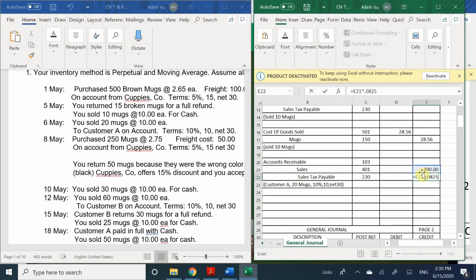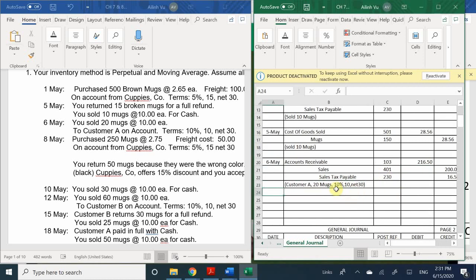8.25%. 1650, yes. 1650 is correct. So therefore, you should be receiving a total of $216.50. All right. Okay. What else do we need to recognize?